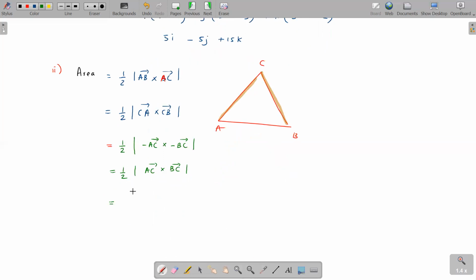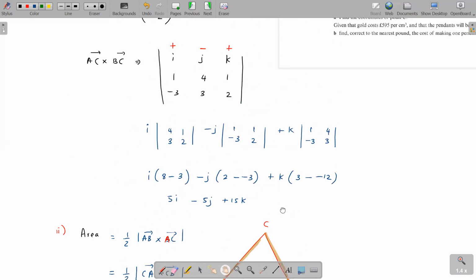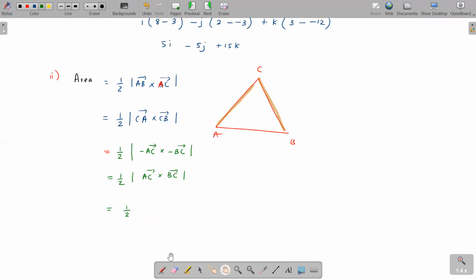So half modulus AC cross BC. How do I find it? AC cross BC vector is found, right? 5i minus 5j plus 15k. So half, how do we get the modulus? Square root of 5 squared plus minus 5 squared plus 15 squared. What do we get here? Half of 5 root 11, so 5 root 11 over 2. Okay, is this clear? I hope it's clear with everyone.